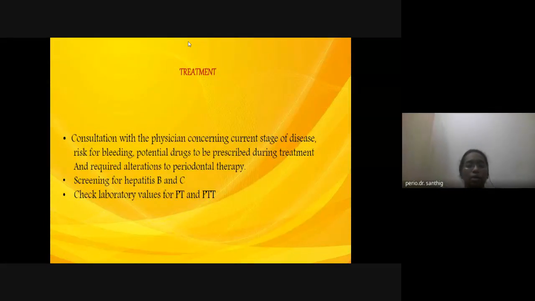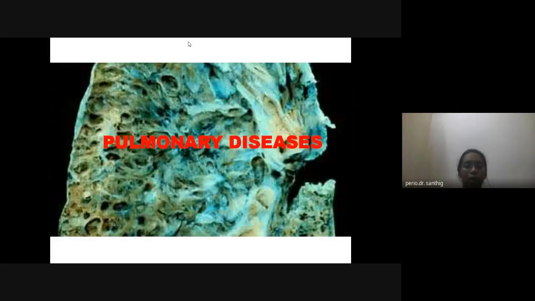Coming to the treatment, first we have to consult the physician regarding the current stage of the disease, risk of bleeding, potential drugs to be prescribed during treatment, and required alterations to periodontal therapy. You should also screen for hepatitis B and C for these patients. And for laboratory tests, you should check PT and PTT. So that is about the liver diseases.